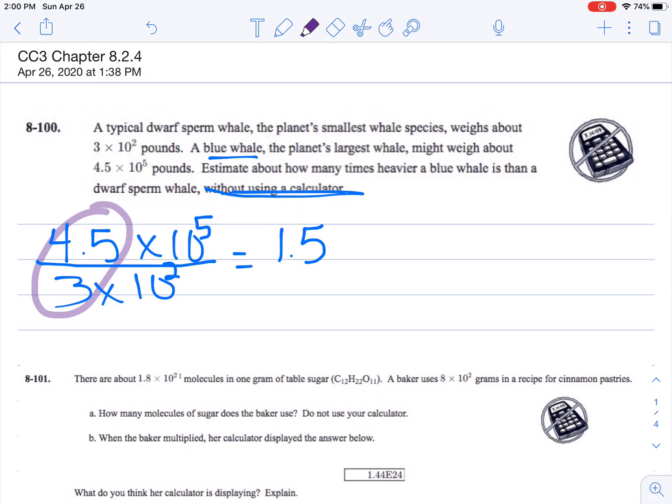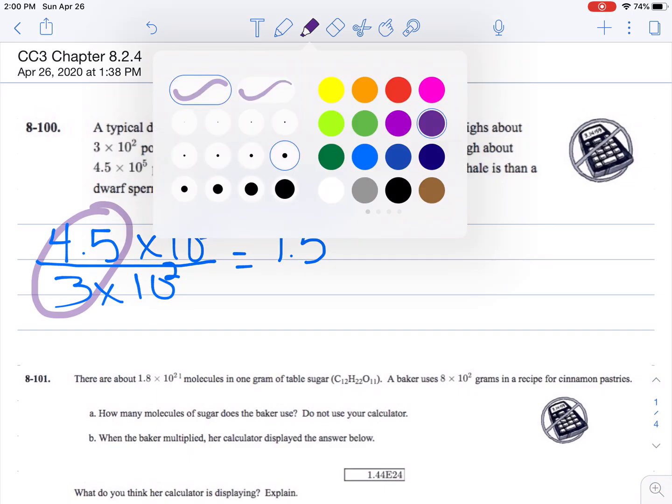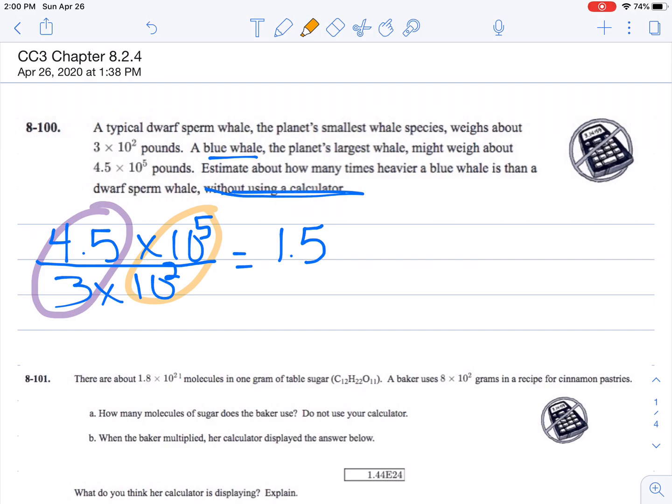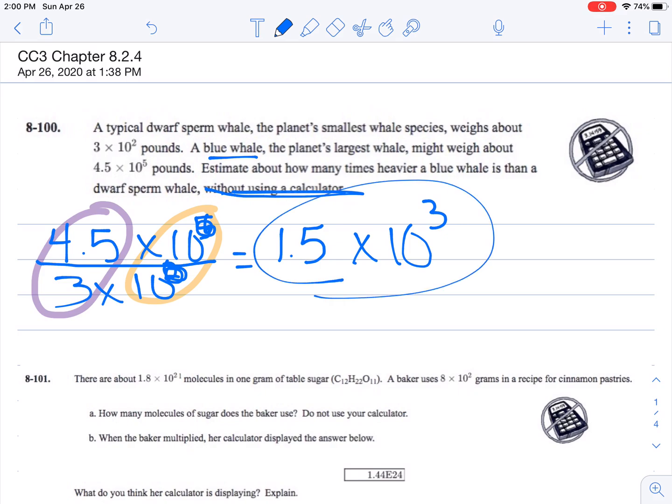For the other side, we are not going to be using a calculator. We're going to simplify using our laws of exponents. So if I have two exponent values that are being divided, the shortcut is to subtract the exponents. So 5 minus the 2 gives me 3, I hope you said. So the answer to this question is 1.5 times 10 to the third, or it's about 1,500 times larger.